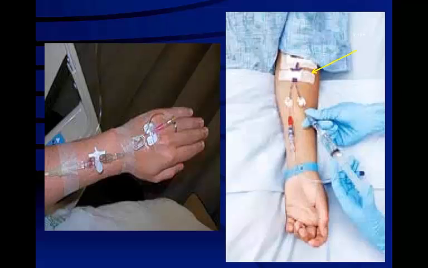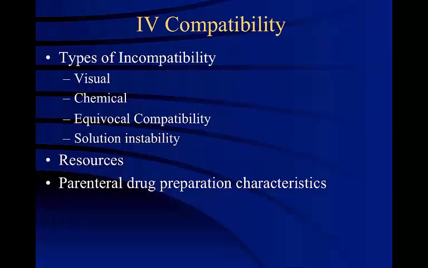This is an illustration of IV access. On the left, you can see a peripheral line, and on the right is another peripheral line with a Y site. So again, it's very important to determine whether or not the patient has a peripheral line or a central line. If the patient has a central line, whether or not the patient has a single, double, or triple lumen.